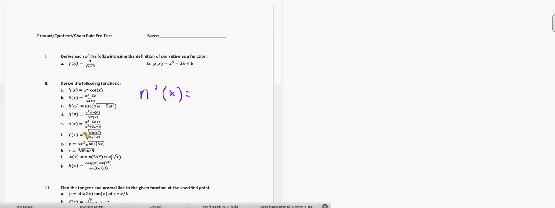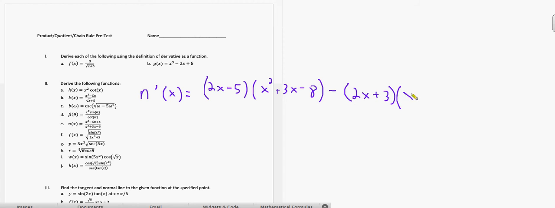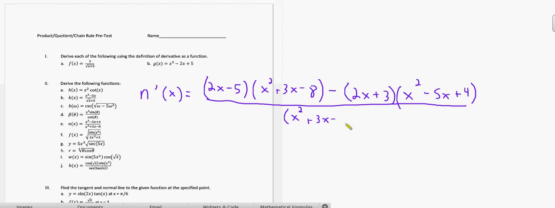They don't care. All right, n prime of x. It's a quotient. We're going to do the derivative of the top times the bottom. So we're going to have 2x minus 5, that's the derivative of the top, times the bottom, which is x squared plus 3x minus 8. Minus the derivative of the bottom, which is 2x plus 3, times the top, which is x squared minus 5x plus 4. And all of that is over the bottom squared. So we're going to have this quadratic thing, x squared plus 3x minus 8, squared. There you go. You're done.